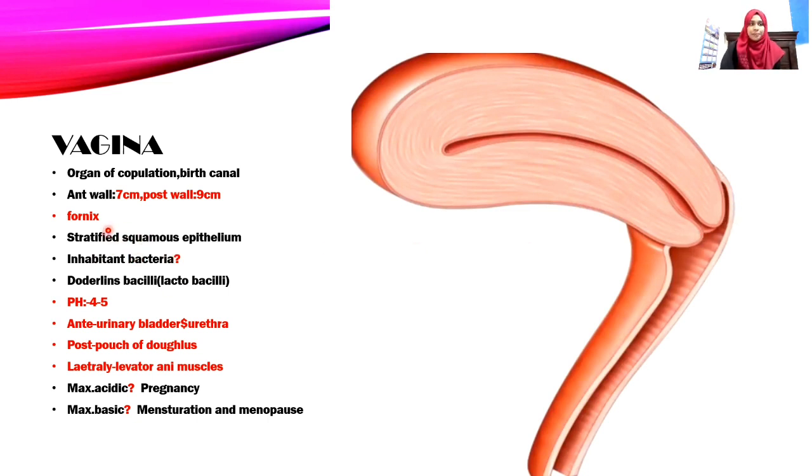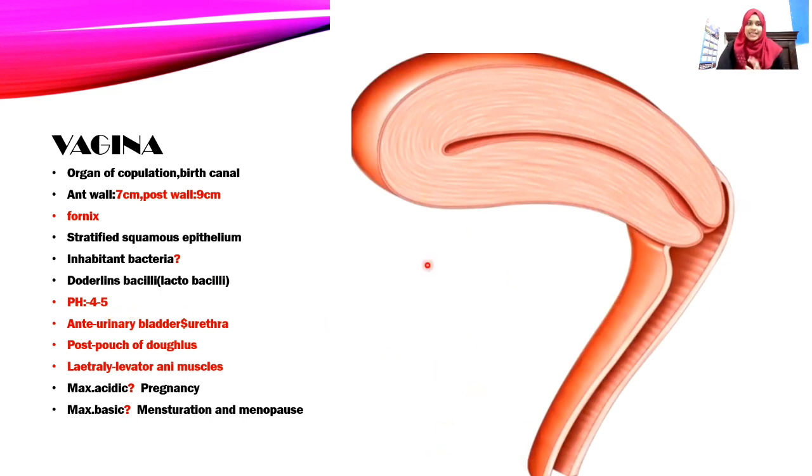So we have dealt with the fornix. Now, the vagina is lined by which epithelium? Stratified squamous epithelium. Now, which is the inhabitant bacteria seen in the vagina? The Doderlein bacilli. It is a type of lactobacilli that produces lactic acid. As it produces lactic acid, the pH of the vagina is 4 to 5.